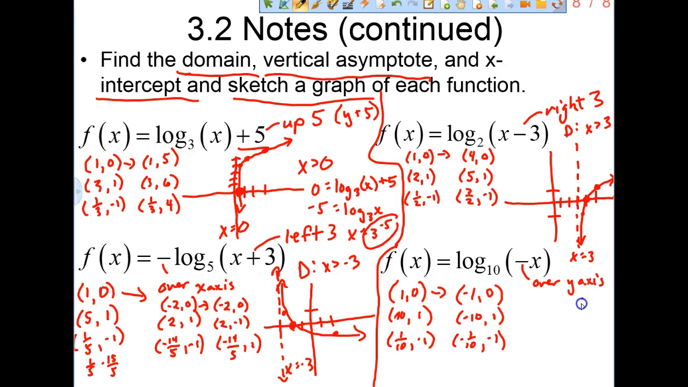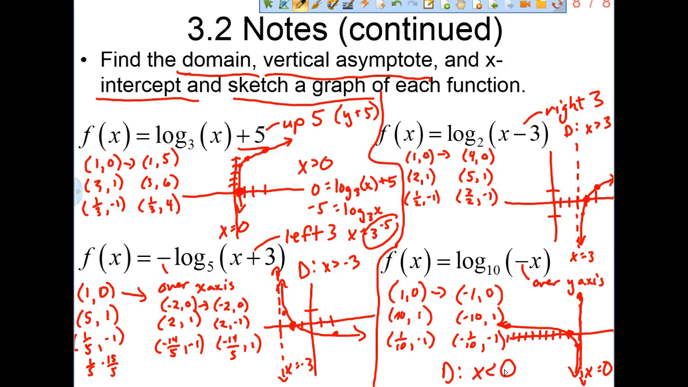All right, so now that means that the graph had been going to the right originally, but now it gets reflected, and now it's on the left. So negative 1, 0, negative 10, 1, and 1/10, negative 1. And so we get this graph. And now the asymptote, once again, remember, there was no horizontal shifting, so the vertical asymptote is still x equals 0. And the domain, look at the picture, the domain is x is less than 0.